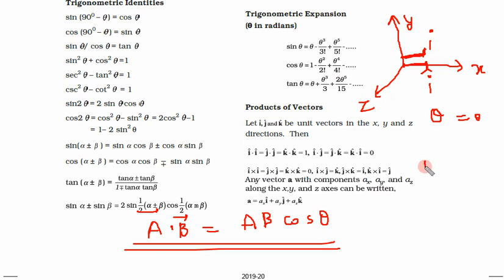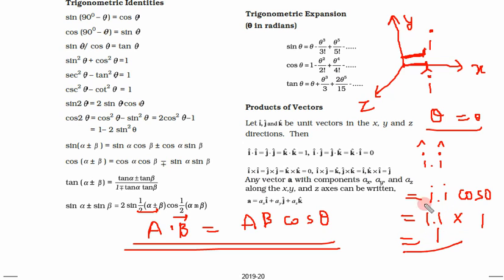So i dot i is equal to the magnitude of i times the magnitude of i times cos 0. You know what is the value of cos 0? Cos 0 is 1. Since i, j, k are unit vectors, the magnitude associated with them is 1. So 1 into 1 into cos 0, because the angle between them is 0 degrees.